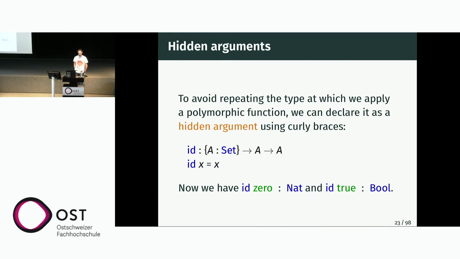Yes, if you want to give the argument explicitly, you just write curly braces between the ID and X, and you give the argument. Or you can give it by name by writing curly braces, A equals, and then the thing you want to give. Yes. If you have many implicit arguments, sometimes that's useful. Yes. More questions?